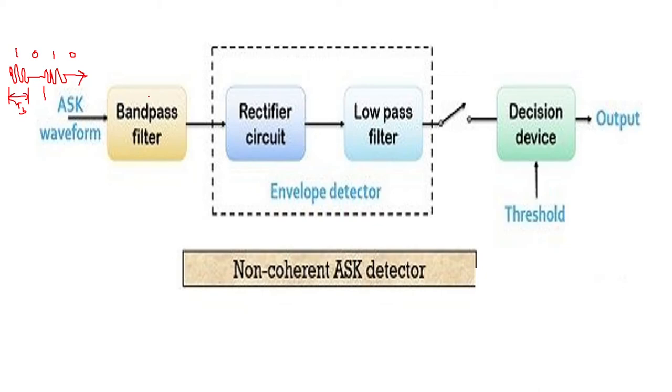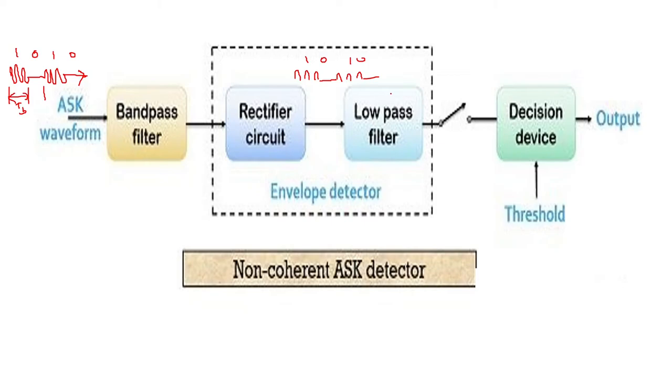First, it will be bandpass filtered. It will be properly passed in that particular frequency range. And then you have a combination of a rectifier and low pass filter. Now, the rectifier will make the carrier wave only of positive pulses. When it comes here, your 1 will look like this: 1, 0, 1, 0, in this way. And the low pass filter will pass only the low frequencies.